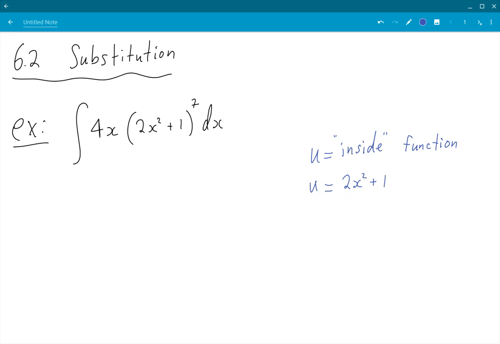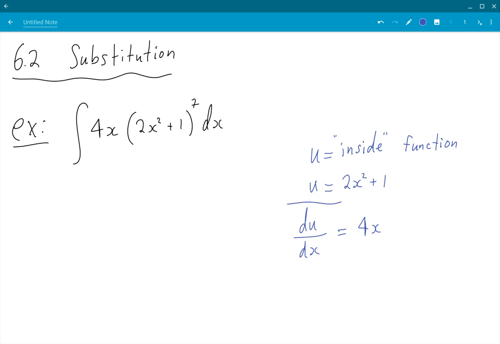Okay, so I'm going to go through the technique. It's going to seem like magic. A proof is available upon request. Okay, first thing I do is choose u. Typically it's the inside function, but in more advanced examples, it won't be so obvious.